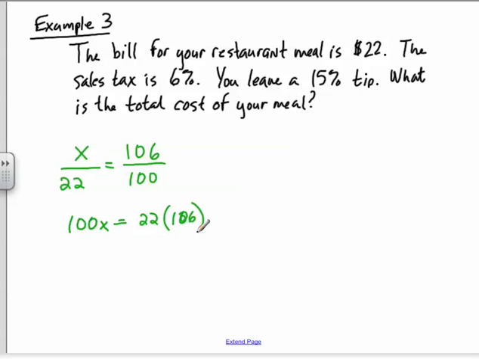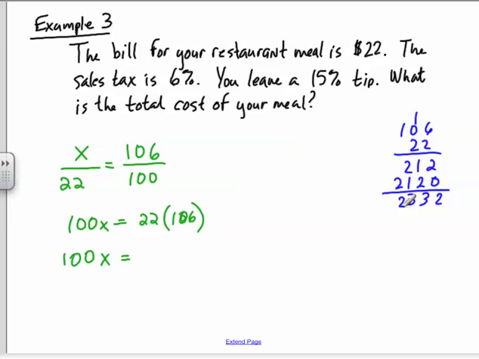Okay? Now, I'm going to do my multiplication over here to the side. And I'm going to get 22 times 106. Let's see, 2 times 6 is 12. That's 1 and 2. Put my 0 as a placeholder. And then I'm going to get the same numbers again, 2, 1, and 12, because I'm multiplying by the same number. 2, 3, 3, 2.